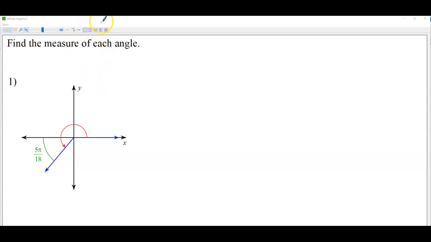All right, let's go ahead and take a look at number 1. I'm going to call this example 2 on the notes. Okay? So I'm going to do 2 parts for this example. So let's go ahead and take a look at this first part.